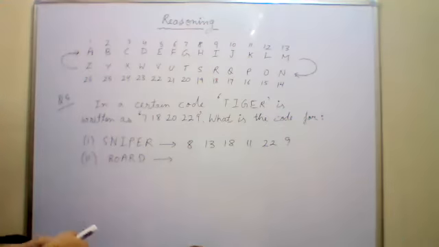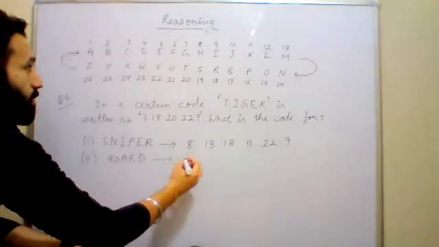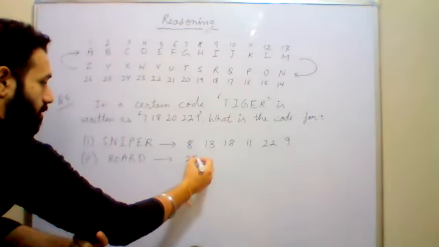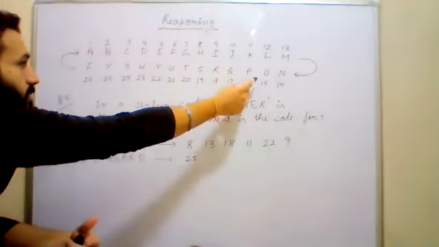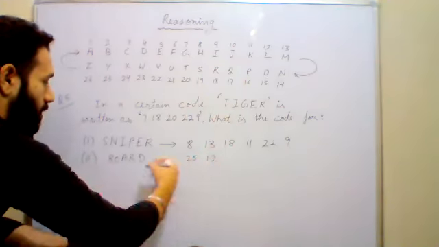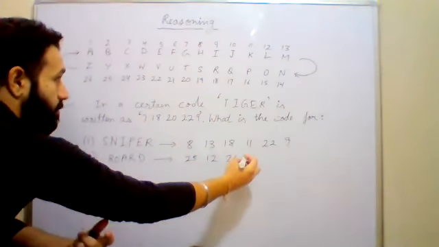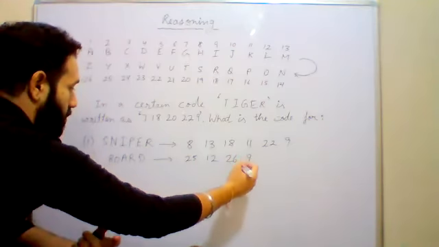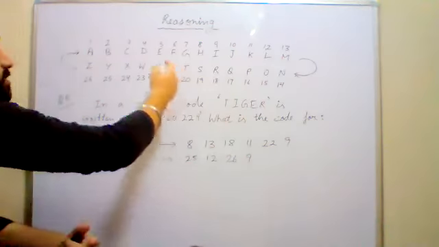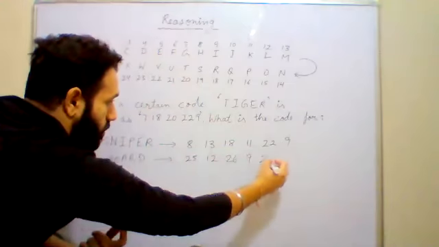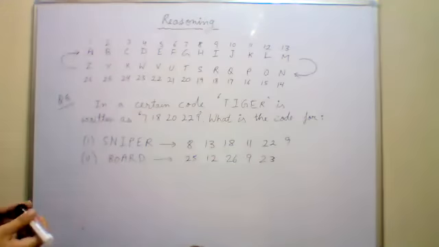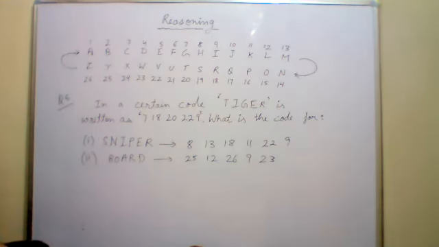Same way you will do for board also. B is 25, O is 12, A is 26, R is 9, D is 23. So 25, 12, 26, 9, 23. This is the answer. Got it, everyone?